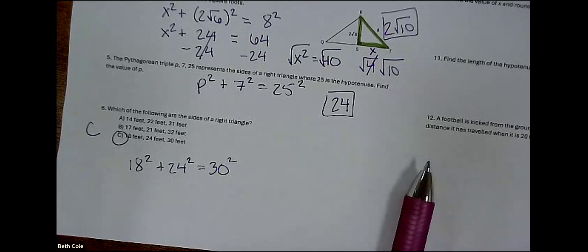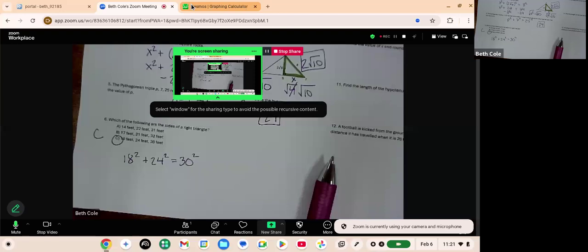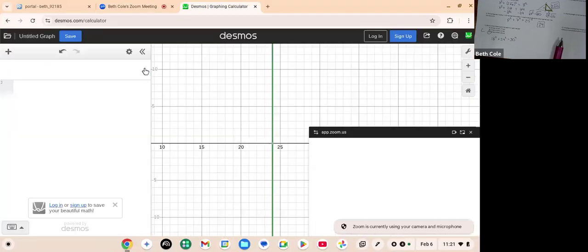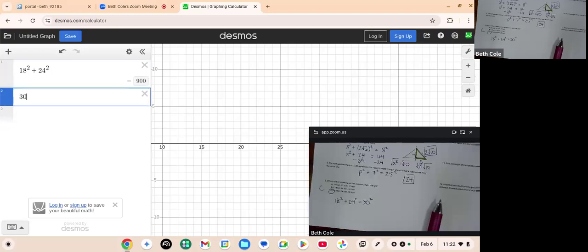So again, let me go to the calculator. This is a very calculator-heavy test. If you're good with the calculator, you're going to be just fine, right? So what I'm going to type in is, oh gosh, what were the numbers? What was it? 18 squared plus 24 squared. And then in the next one down, I'm going to put 30 squared. Do you see how they came out to the same thing? If you were to test choice A, here, I'll just do it real fast since I have the calculator open.